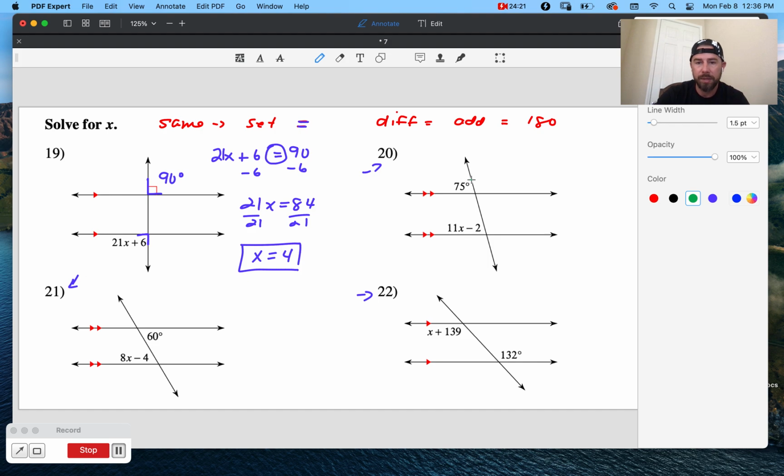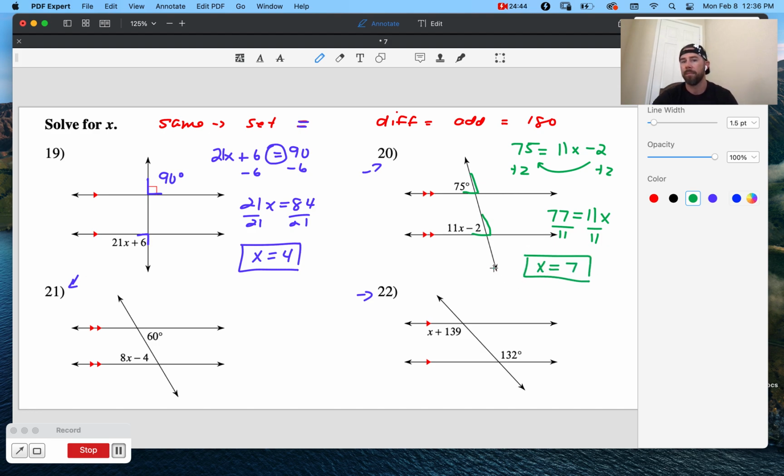All right, coming back. It looks to me like these are the same sized angles. Boom, boom, exactly the same. So I'm going to set them equal. I'll say 75 equals 11x minus 2. Move the 2 over. 77 equals 11x. x equals 7.